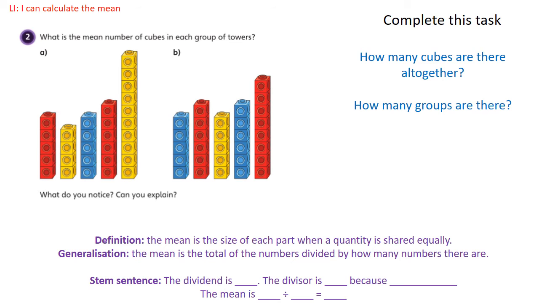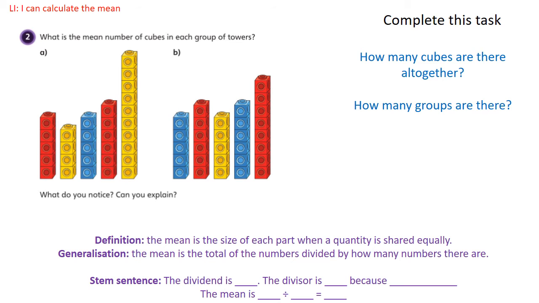Let's have a go at this one. What is the mean number of cubes in each group of towers? What do you notice? Can you explain it? So again, what is a mean? The mean is the size of each part when a quantity is shared equally.